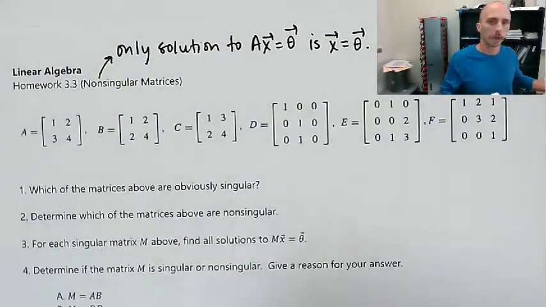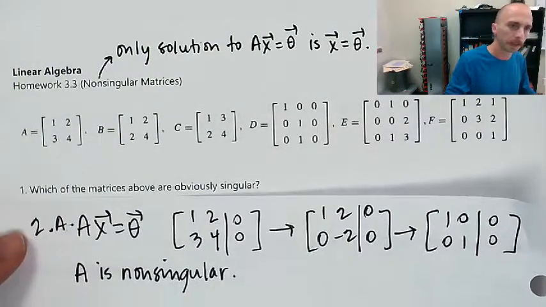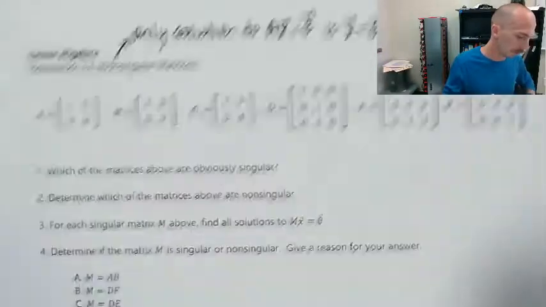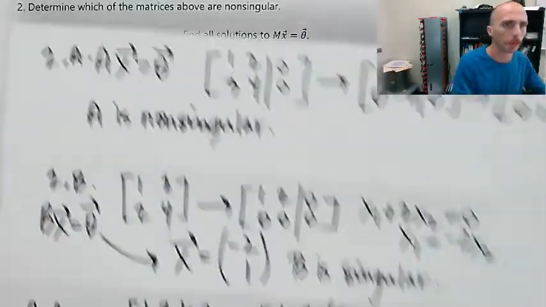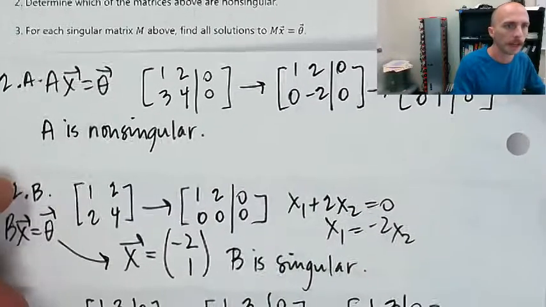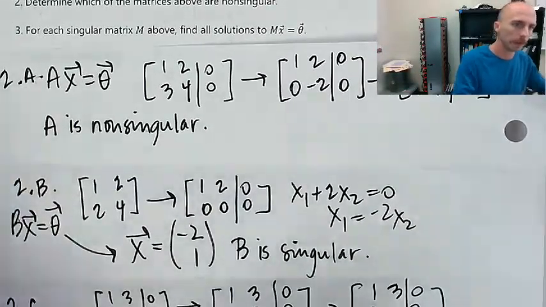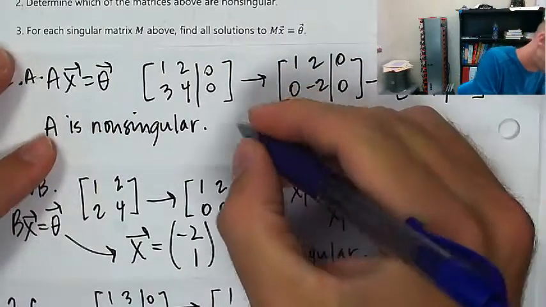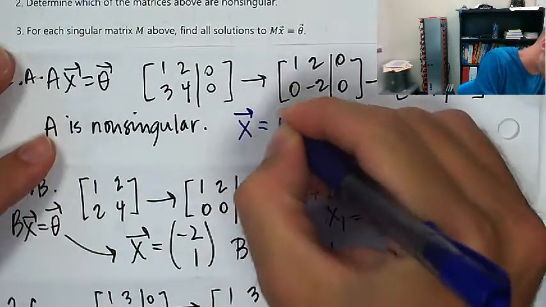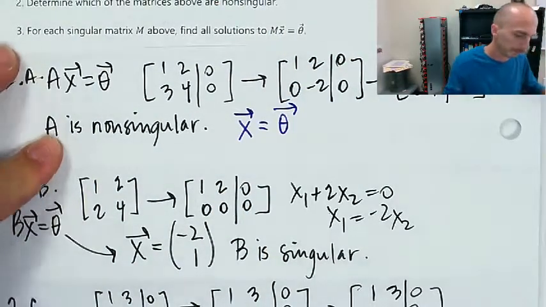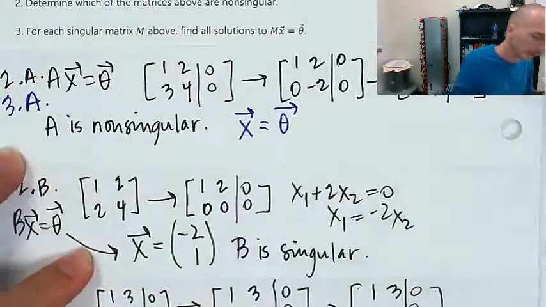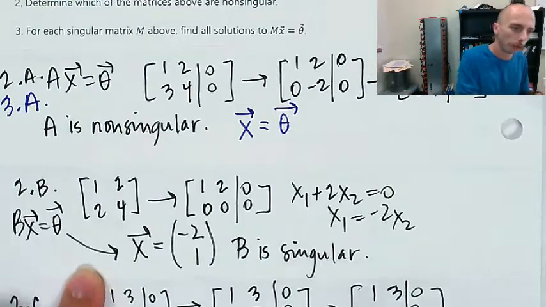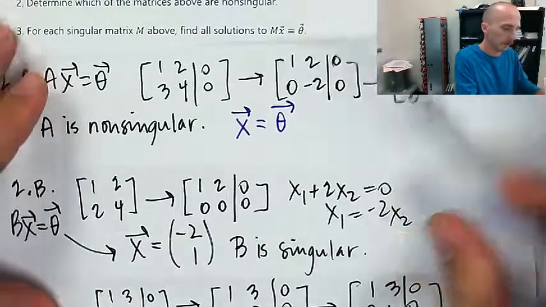So I'm going to go back to part A. And we are answering the question, find all solutions to Mx equals 0. All right, A is non-singular. That means the only solution is x equals the 0 vector. Okay, and so this is in blue. I'm working 3A.